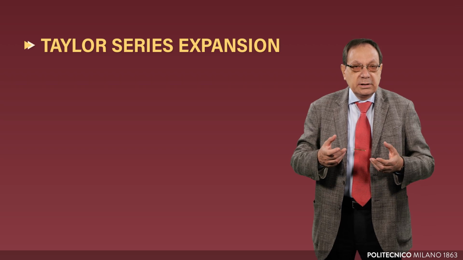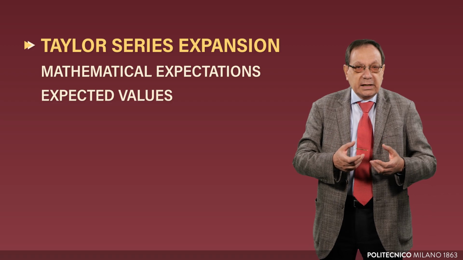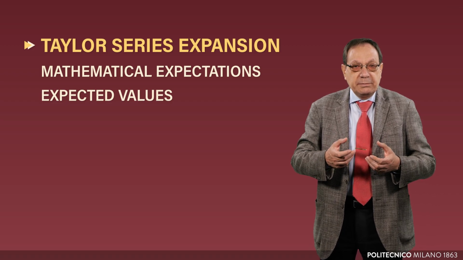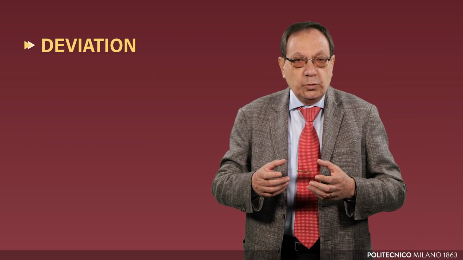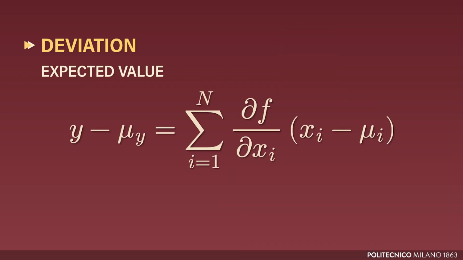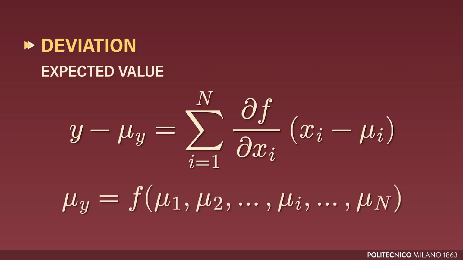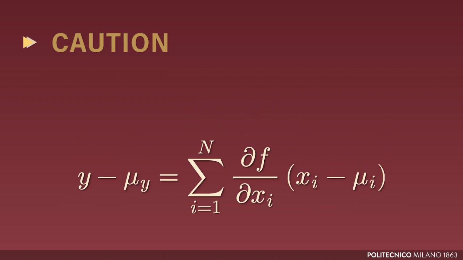Under these assumptions, function f can be expanded in a Taylor series expansion about the mathematical expectations or expected values μ of the input variables x, and the expansions can be stopped at the first term. The deviation of the measured value y from its expected value μy is therefore given by the relation you see here, in which the expected values of the input variables x and of variable y are always linked by function f. However, let's pay attention to this point.